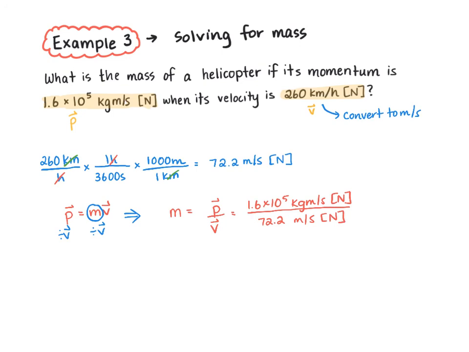Now, if you're a little bit wary about scientific notation, this is the same as 160,000. So if you look, there are 1, 2, 3, 4, 5 spaces after the 1. That's where the 10 to the 5 comes in. And when we do this division, we get a mass of 2,216 kilograms, which we can also write as 2.2 times 10 to the 3 kilograms.